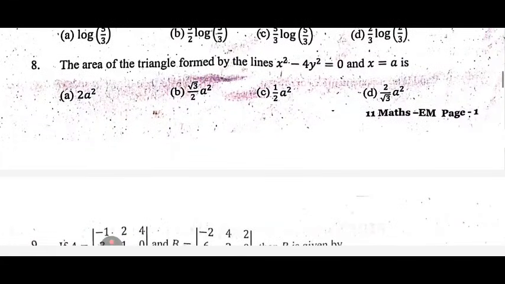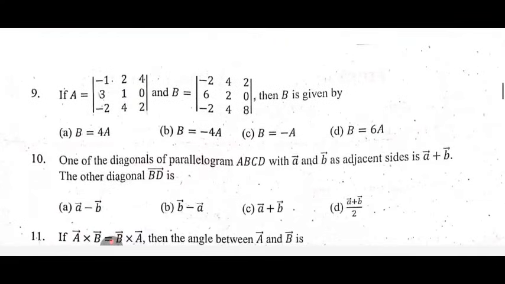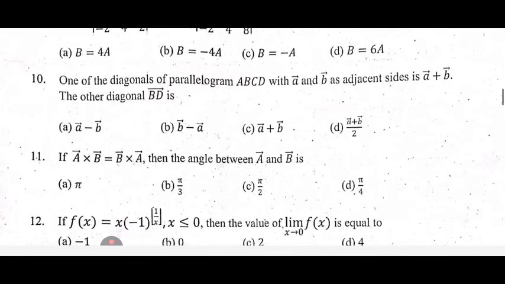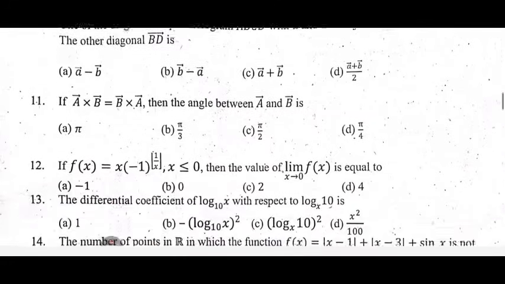Eighth one, the area of the triangle formed by the lines x square minus 4y square is equal to 0 and x is equal to a is dash. Ninth one, if A is a matrix, B is a matrix, then B is given by dash. Tenth one, the diagonals of the parallelogram ABCD with a vector and b vector as adjacent sides is a vector plus b vector, the other diagonal BD vector is dash.